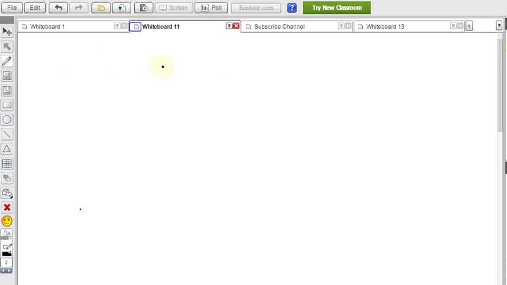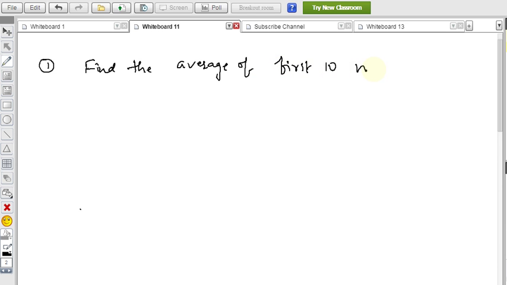The first simple type of questions are, they must find the average of first 10 natural numbers. Find the average of first 10 natural numbers. So like these questions, we need to take first 10 natural numbers and we have to add, divide by 10. That is our method. So before I'll explain shortcut trick also for this.